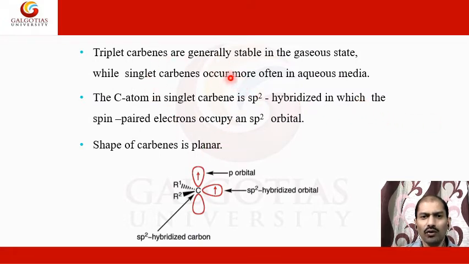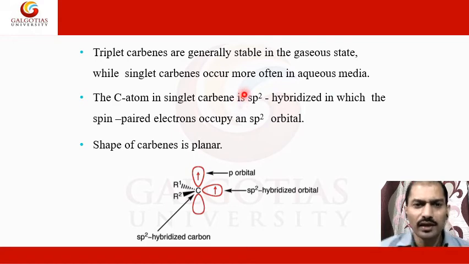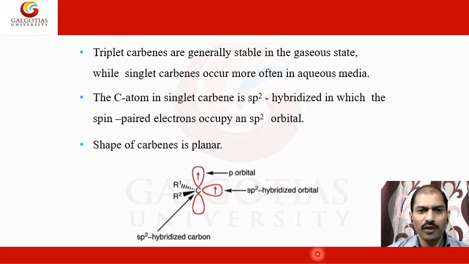Already we have discussed that the carbon atom in a singlet carbene is sp2 hybridized. You have to keep in mind what kind of hybridization is there. The singlet carbene has a planar shape, with an sp2 hybridized carbon having a p orbital, and the electrons are arranged differently in the triplet carbene.